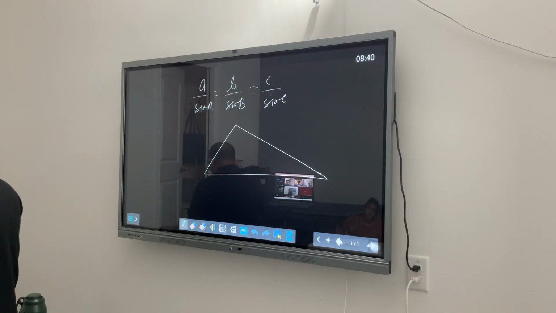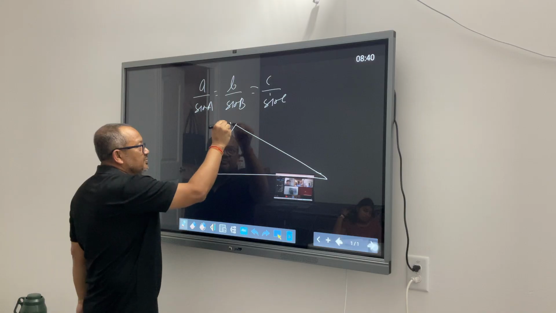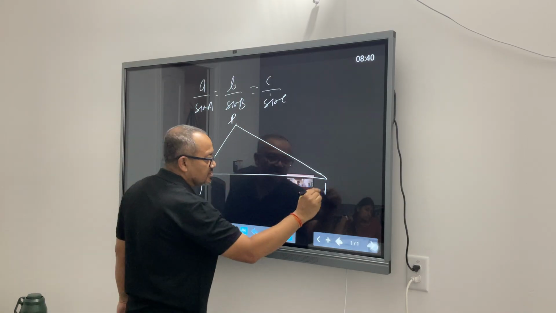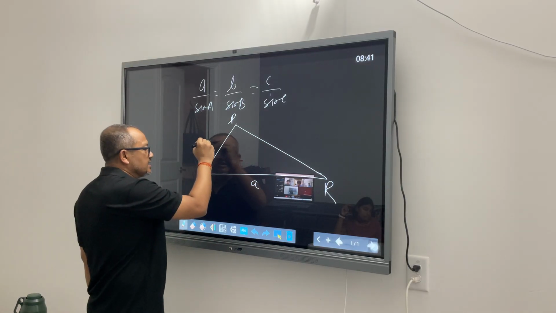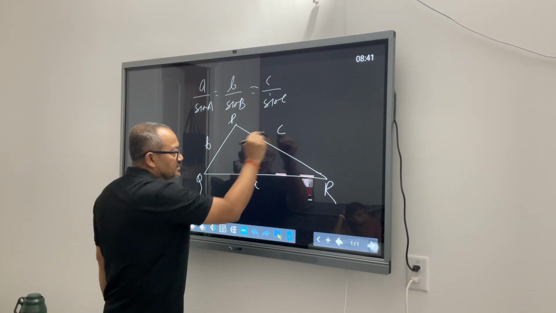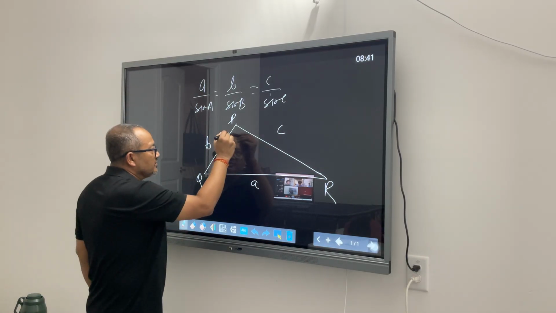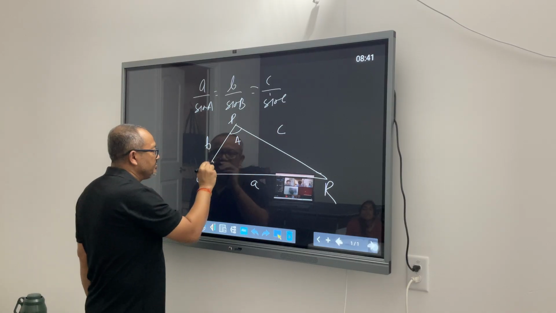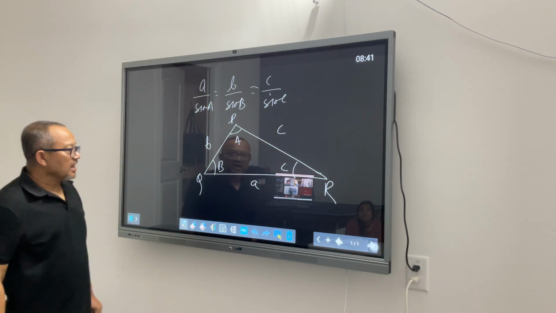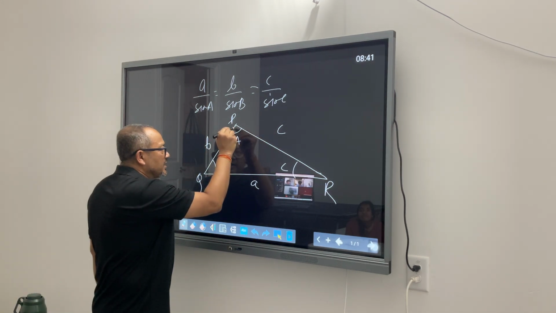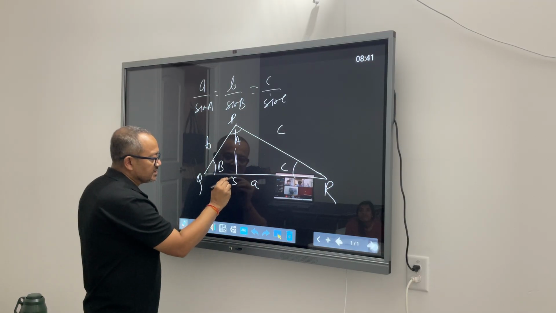Alright. So here, let's say this is a triangle PQR. Let's say this side's length is A, this side's length is B, and this side's length is C. And obviously this angle will be A, this angle will be B, this angle will be C. Now, let me drop a perpendicular from here to here. In PQR, let's say this point is S.